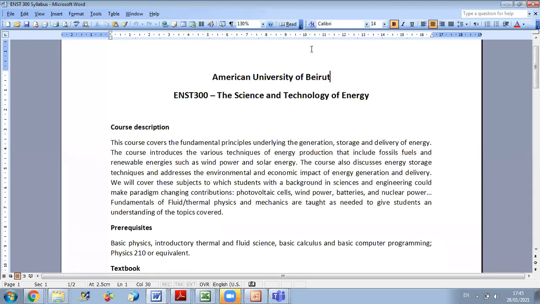So in this course, we will cover the fundamental principles underlying the generation, storage, and delivery of energy. So as we said, the course will introduce various techniques of energy production that will include fossil fuels and renewable energies, such as wind power and solar energy. Furthermore, we will discuss energy storage techniques and we will address the environmental and economical impact of energy generation and delivery.